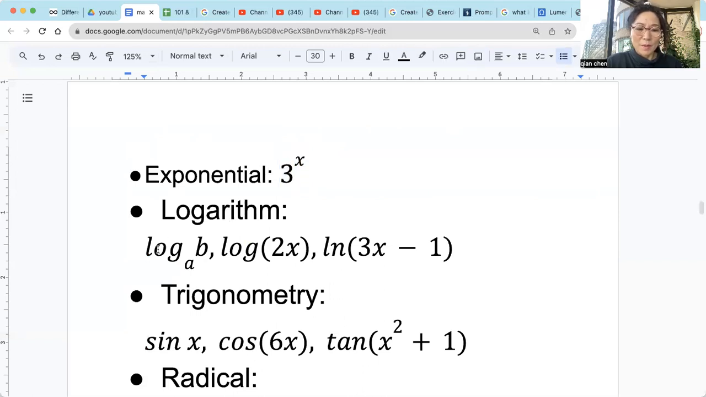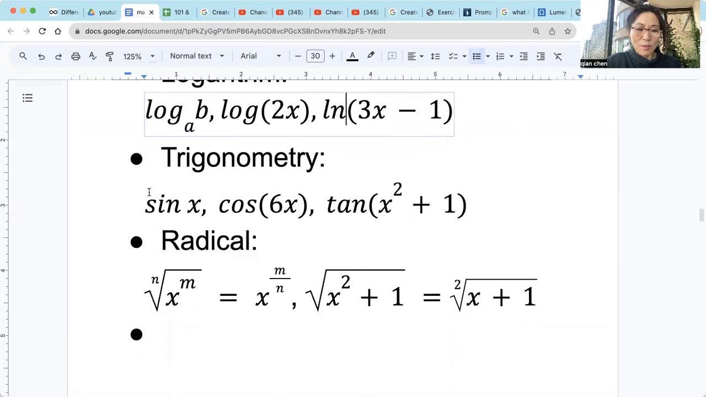Then logarithm, so it's logs, right? Log base a of b, log base 10. If it's base 10, by default, we don't need to write it. Log base e, Euler's number, means log base e. And then trigonometry: sine x, cosine 6x. So 6x is the angle, tangent of x squared plus 1, and so on and so forth.